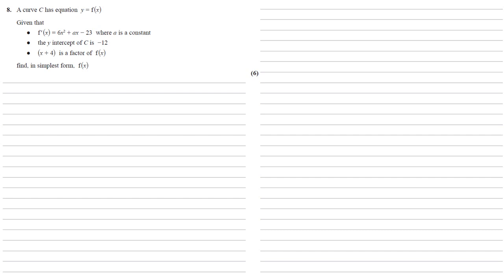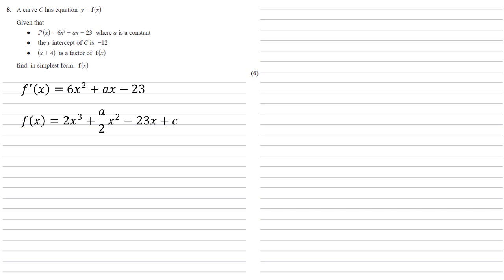So let's start with the first clue. We know that f dash x equals 6x squared plus ax minus 23. Well, as this is the differential of f of x, if we integrate this, we're going to get f of x. So integrating by adding 1 to the power and dividing through by the new power gives us that f of x equals 2x cubed plus a over 2 x squared minus 23x plus c, our constant of integration.